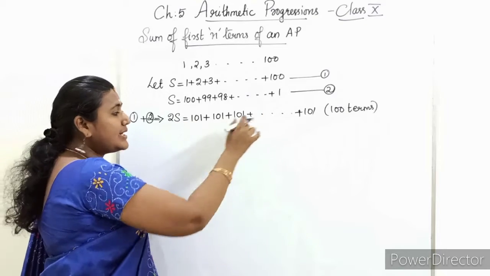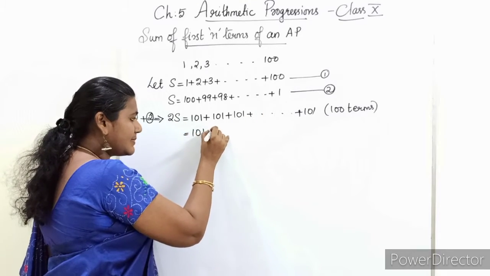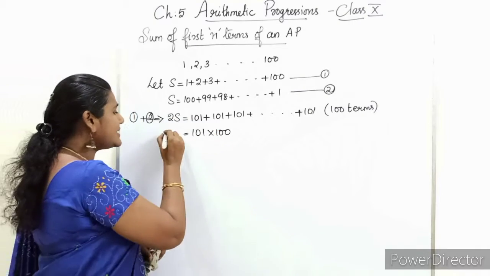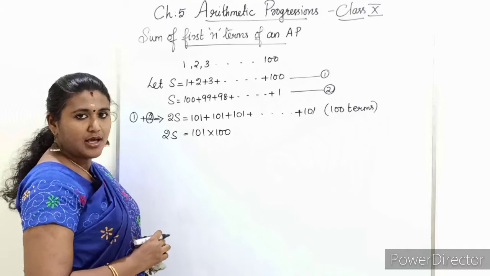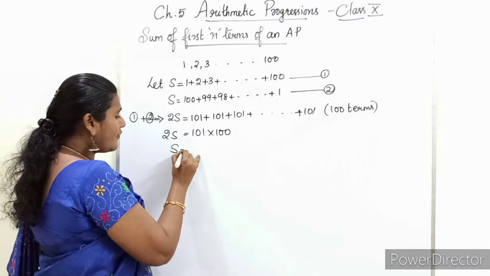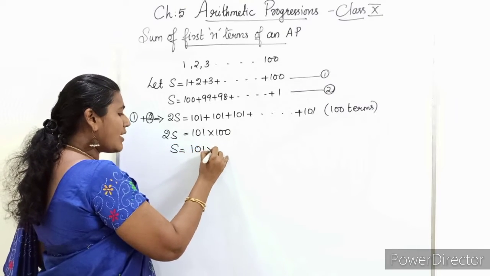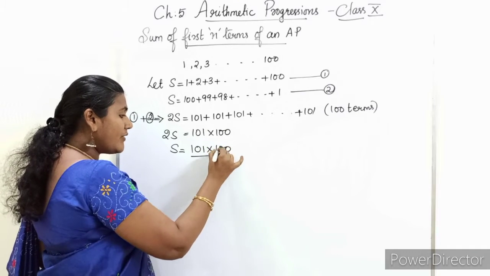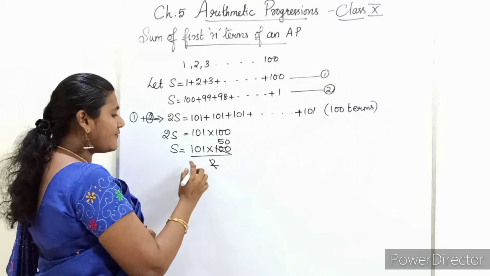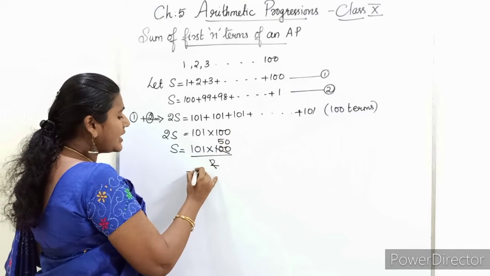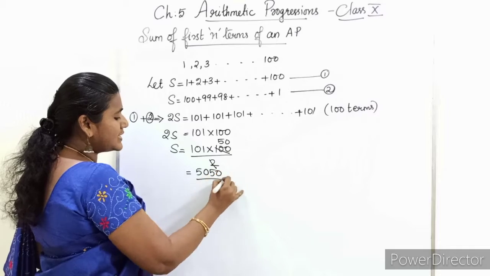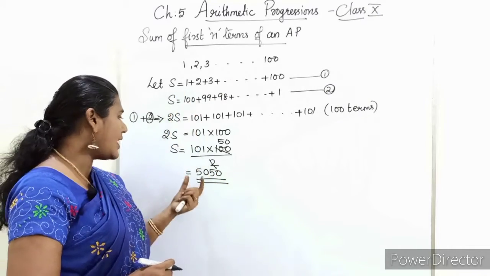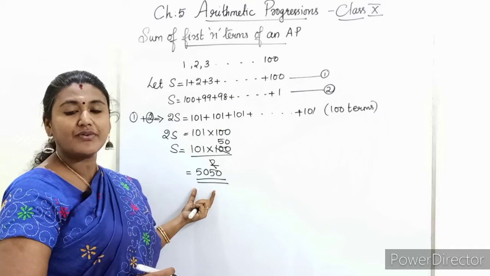That is repeated addition, and we can represent it as a multiplication. So 101 into 100. This is the value of 2S. From this we will find the value of S. So S is equal to 101 into 100 divided by 2. Now we will cancel these two. So you will get 50 into 100. So the answer is 5050. The sum of the positive integers from 1 to 100 is 5050.